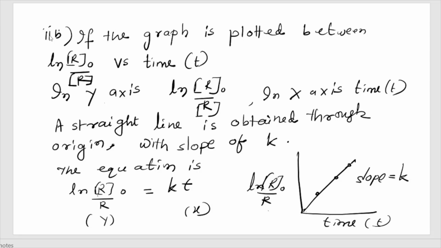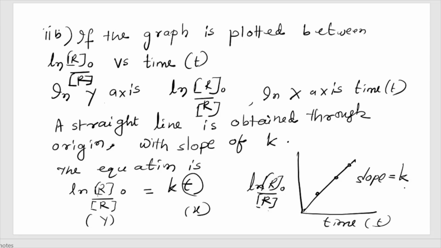Here, in y, ln R0 by R. That means in the y-axis, what will you put? You will put ln R0 by R. And in the x-axis, what will you put? Time. The value of time you will put here, and the value of ln R0 by R here. Then you will get a straight line and it crosses the origin. So slope equal to k.